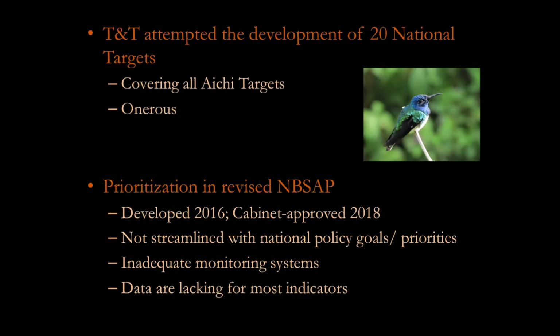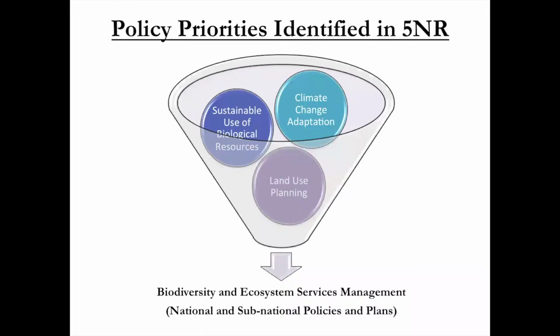The overall result is that in the 6th NR, we were unable to provide a comprehensive assessment of progress against our national targets, even the prioritized ones. So in moving forward, what was therefore recommended is that TNT focuses on 3 main drivers or threats to our local biodiversity.